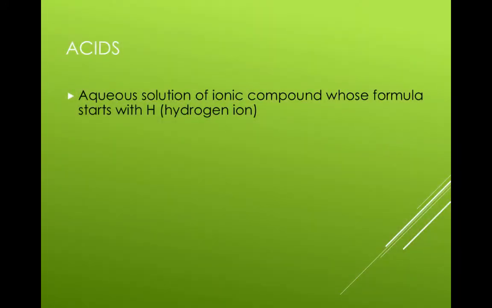Chemically, acids are aqueous solutions of ionic compounds whose formula starts with H, the hydrogen ion. Examples are HCl, H2SO4, and HC2H3O2. All of these compounds are ionic. They start with the hydrogen ion, which is acting like a nonmetal, since it's found at the beginning of the formula. So all of these as dry chemicals are crystalline structures.